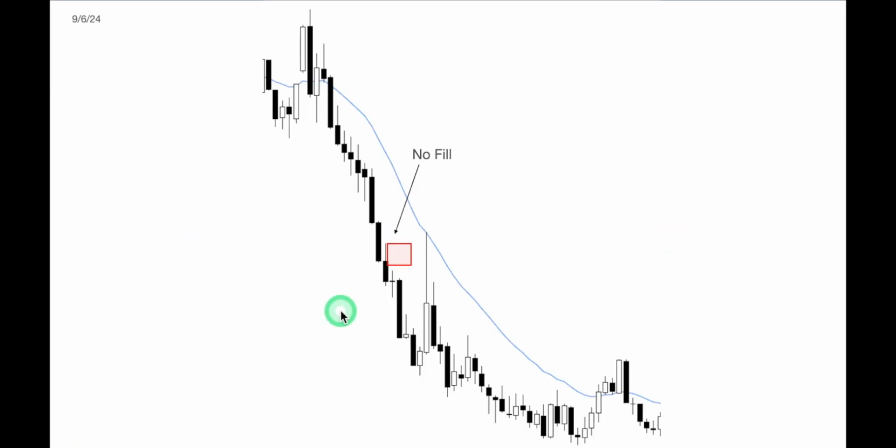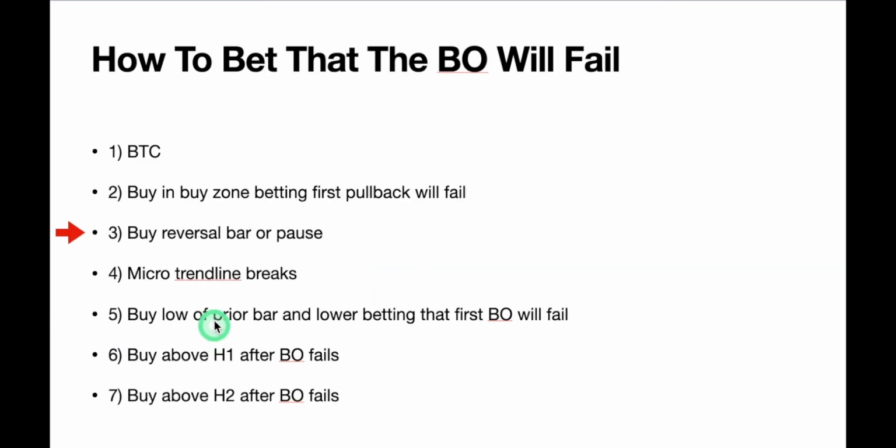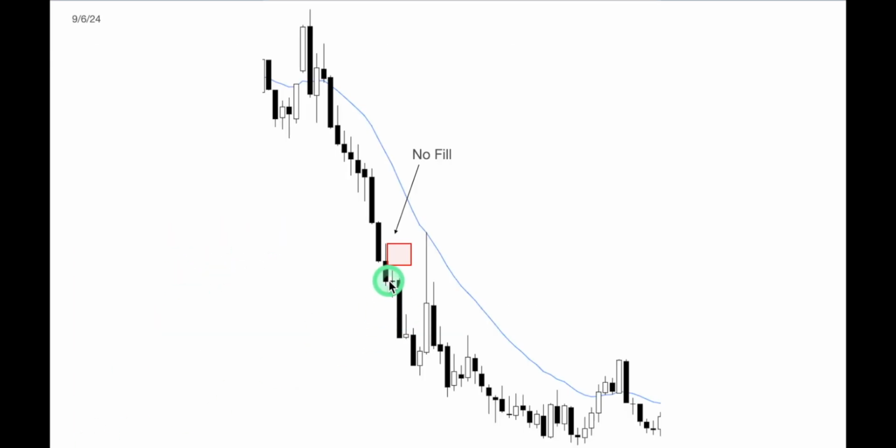Now, sometimes if you're doing that, you might see 3 big bear bars and look to sell in the sell zone, which is the upper half of that third bar, and you won't get filled. And that happens if you're trying to be patient and try to get the best price based on the likelihood of a pullback. You may miss your entry. And that's where we get into number 3, which is a contingency entry. So buying the reversal bar or buying a pause, or in this bear case, selling a reversal bar or selling a pause.